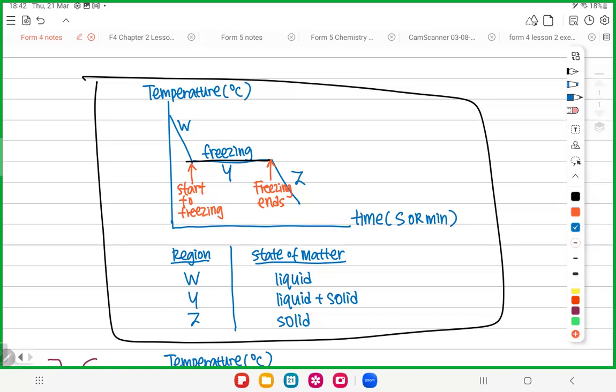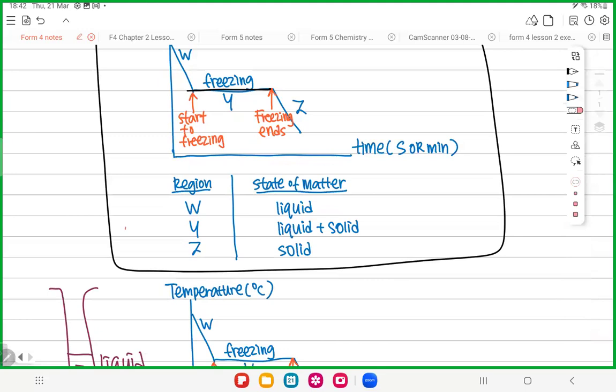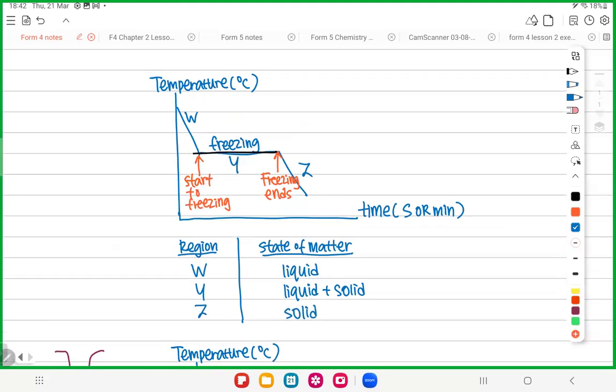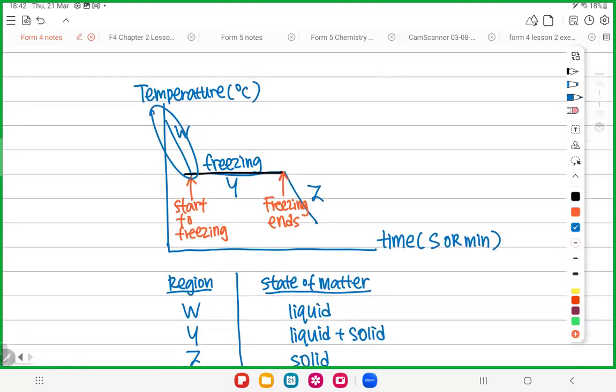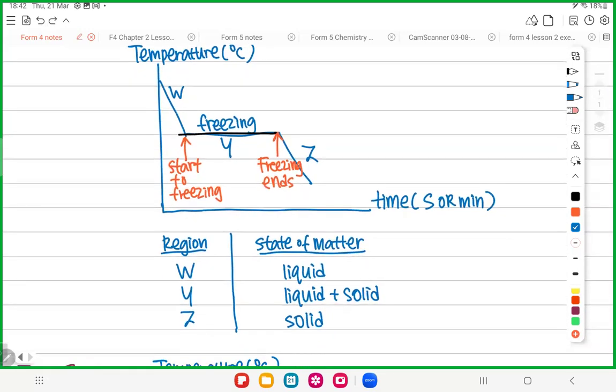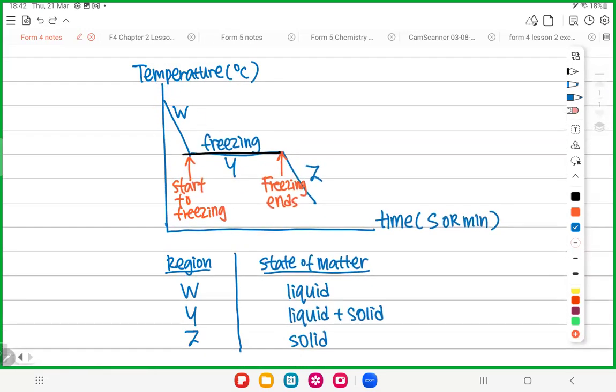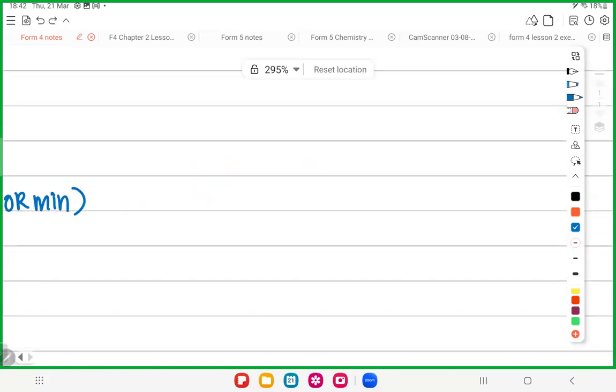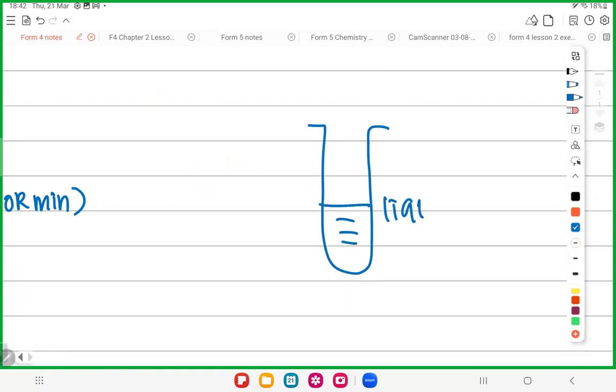Now we need to know how to explain what happened here and what happened here. First of all, over here, the freezing process has not started yet. Imagine you have a liquid. You first started with a liquid.